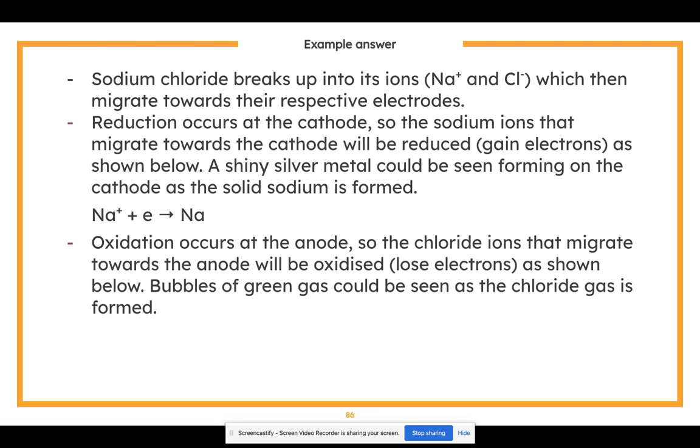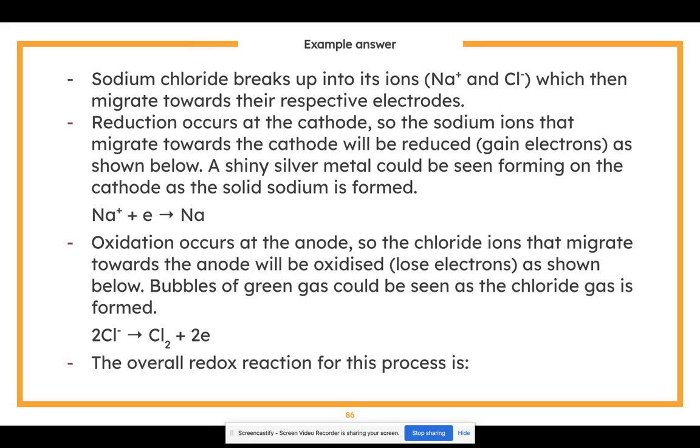Oxidation occurs at the anode, so the chloride ions that migrate towards the anode will be oxidized. They will lose electrons, as shown below. Bubbles of green gas could be seen as the chlorine gas is formed. And there is the reaction. And the overall redox reaction for this process is 2Na+ plus 2Cl- gives 2Na and Cl2.